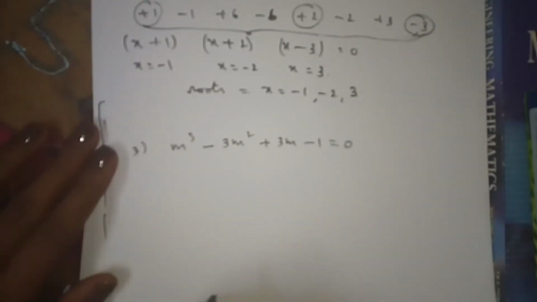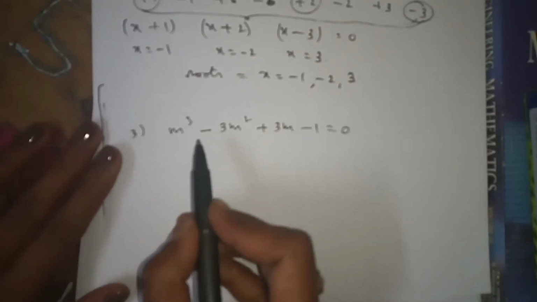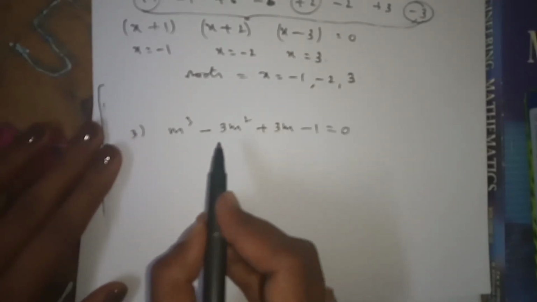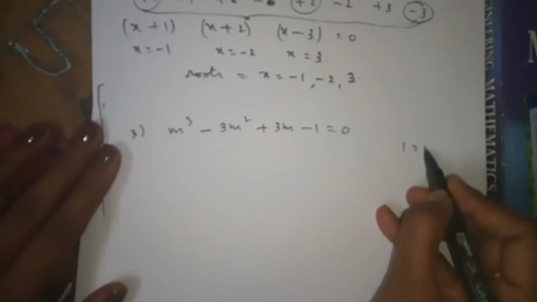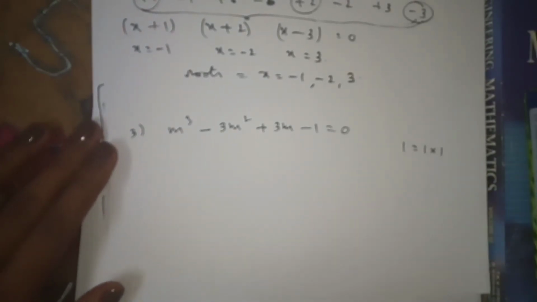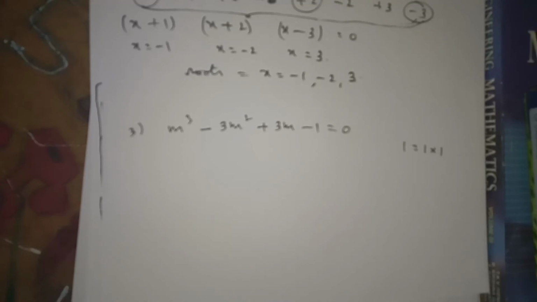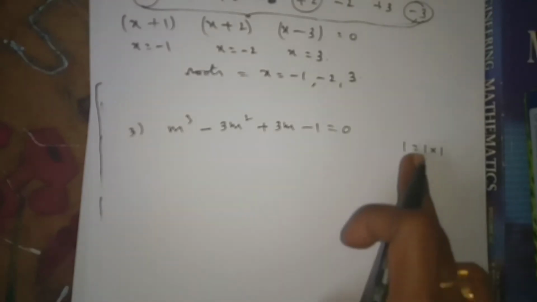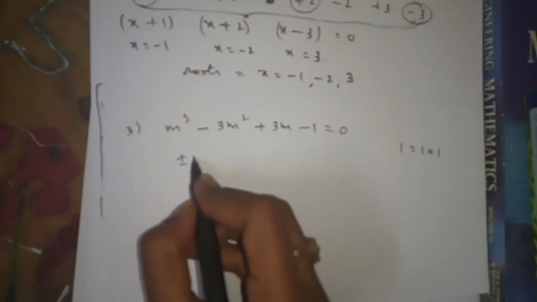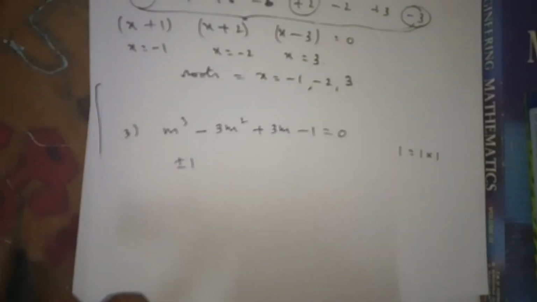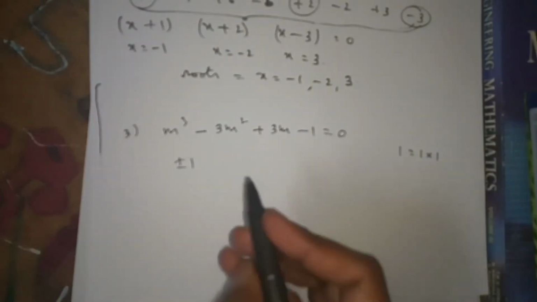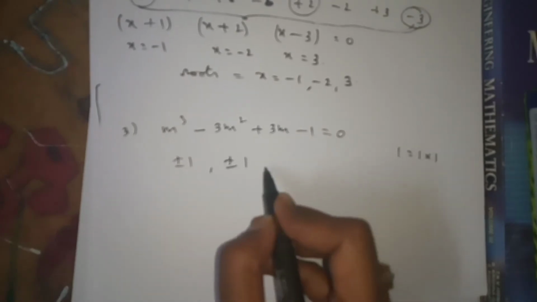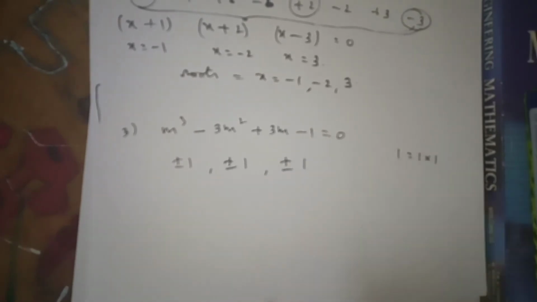Now in the same way, another one, which is a different manner: m cube minus 3m square plus 3m minus 1 is equal to 0. The constant 1 is 1 into 1. Only one factor we will get, plus or minus 1, because this is a cubic equation. Here only one root occurs, so we have to write this one repeatedly, because repeated factors may occur.